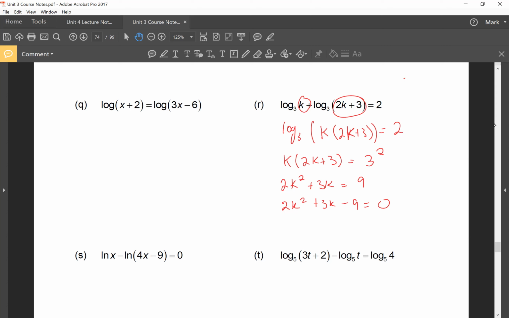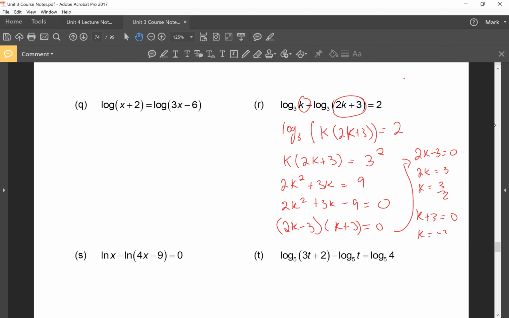So anyways, this factored is going to be 2k minus 3 times k plus 3 equals 0. And now I'm going to solve for each k. So 2k minus 3 equals 0, 2k equals 3, k equals 3 over 2. That's my first answer. My second answer is k plus 3 equals 0.